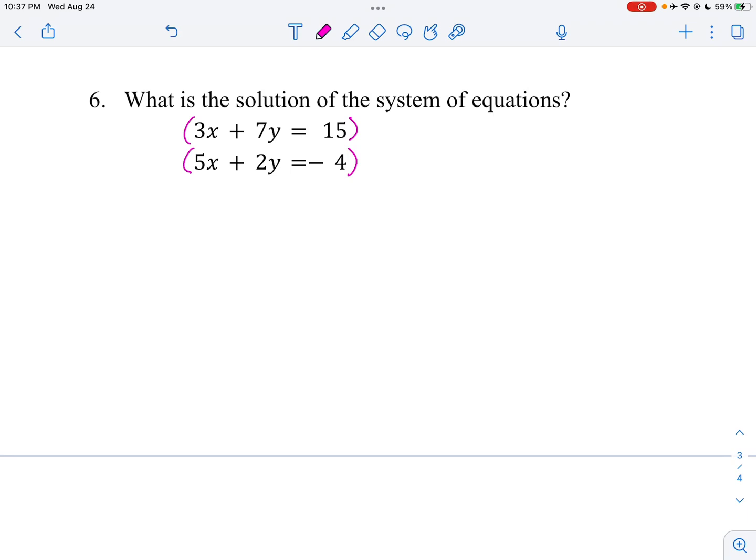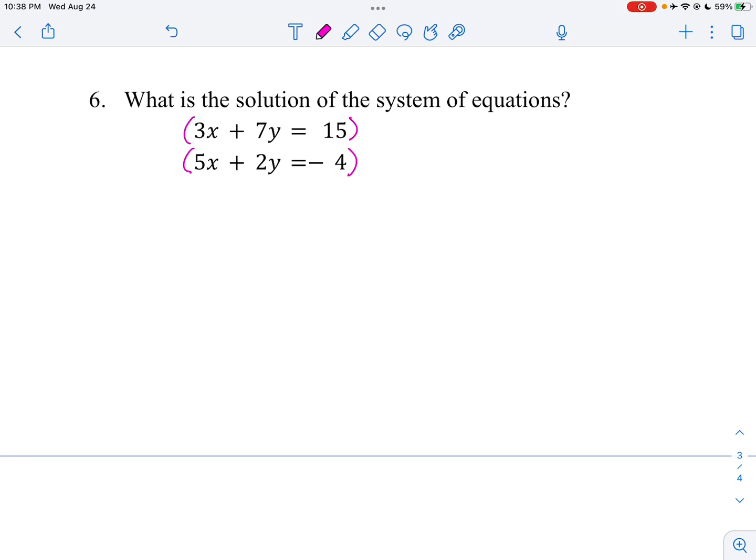Now, I can choose to either get the 3 and the 5 to be the same number, or I can choose to get the 7 and the 2 to be the same number. Doesn't really matter that much which one. I think I'm just going to go with the x's. So if I want 3 and 5 to become the same number, all I can do is multiply. So what can I multiply and get 3 and 5 to be the same thing? Well, I can multiply 3 to become 15, and I can multiply 5 to become 15.